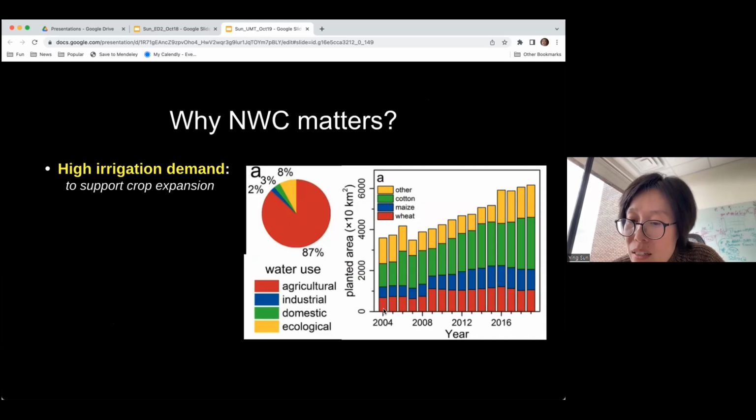And when we look at the crop planted area in the past couple of decades, we can see this huge crop expansion. The majority of this is actually driven by cotton because they have developed a really advanced technology for water saving so that they can grow a lot of cotton. And cotton likes dry climate.